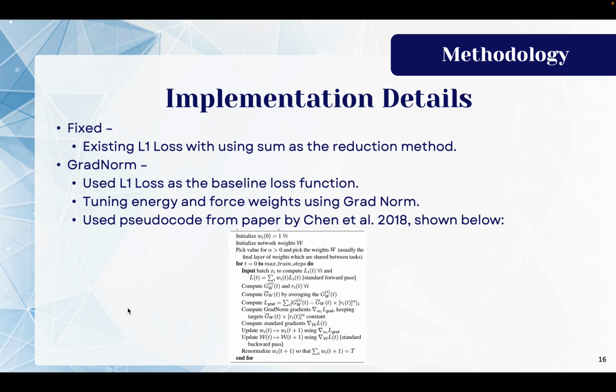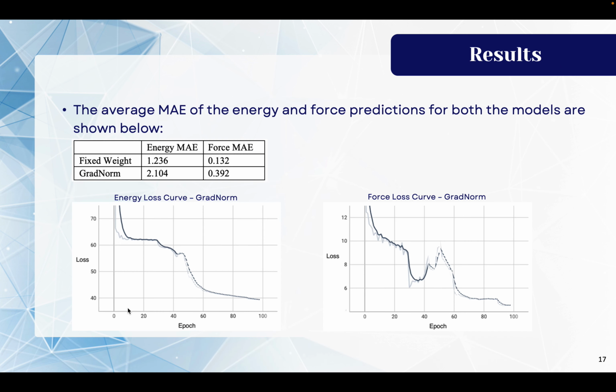For the model using fixed weights, an existing L1 loss function was used off the shelf, and for the model using GradNorm, L1 loss was also used as the baseline loss function, and the weights were dynamically tuned using the GradNorm algorithm. The GradNorm algorithm was implemented using the pseudocode from the paper by Chen et al. in 2018, which is shown in this slide.